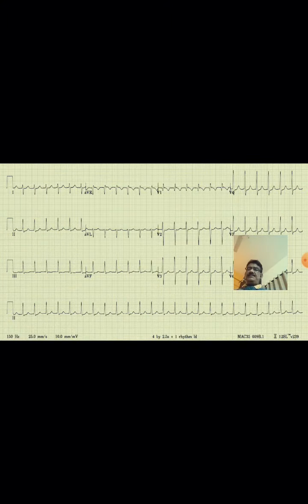This is a typical AV nodal reentrant tachycardia, where it is a slow-fast AV nodal reentrant tachycardia. It makes up to 90% of the AV nodal reentrant tachycardias. You see narrow QRS complexes. P waves are hardly seen. If at all they are seen, they are merged in the QRS complexes in 2, 3 and aVF. So this is the typical AV nodal reentrant tachycardia.